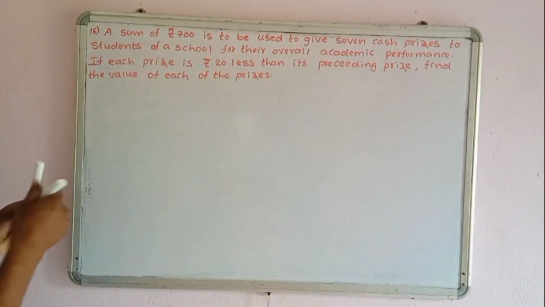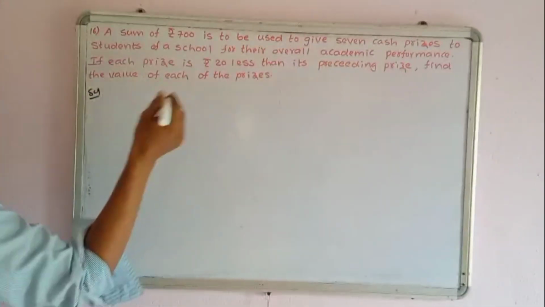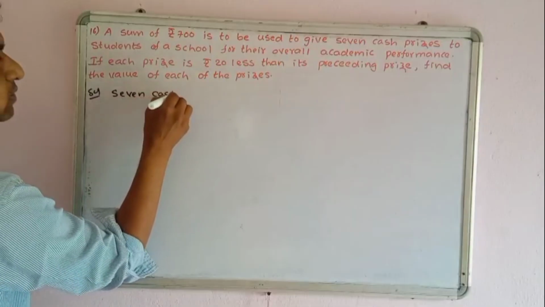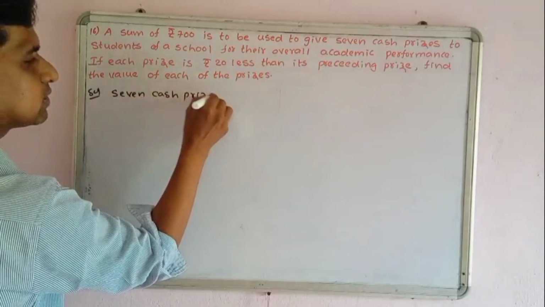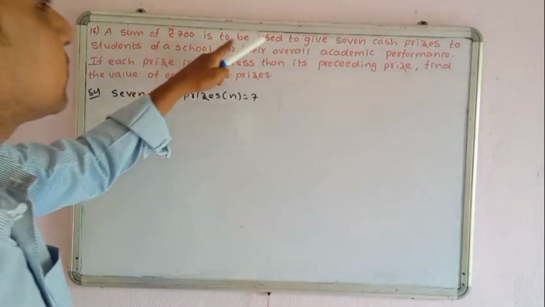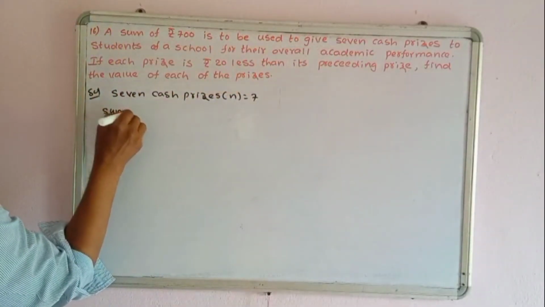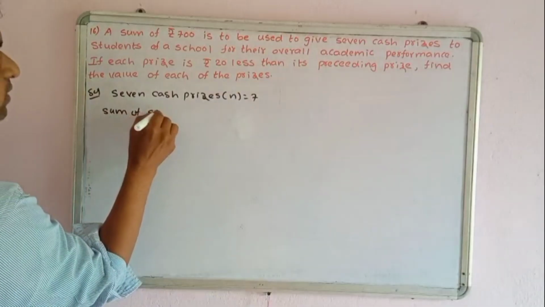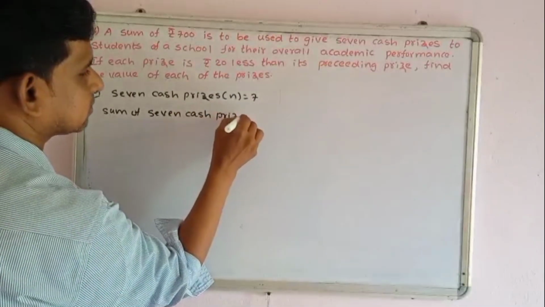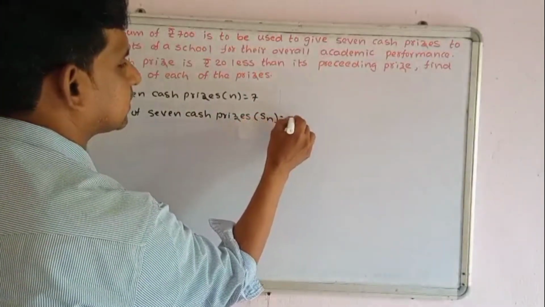So here what is given? 7 cash prizes, so the number of terms is given. 7 cash prizes means n equals 7. The sum of 7 prizes is 700. So the sum of 7 cash prizes, that is Sn, is 700.